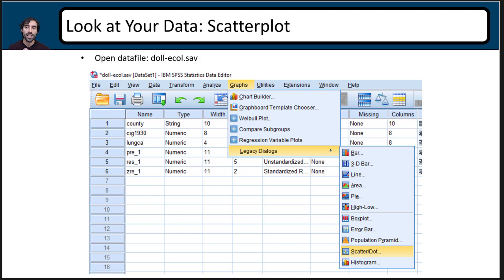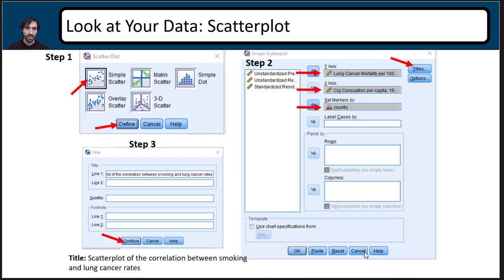Let's see what we actually get and what it looks like. So you're going to go to Graphs, Legacy Dialogs, and then down to Scatter/Dot. We're going to choose this Simple Scatter, and we're going to define. And then we are going to put in, for our Y, the lung cancer mortality. And then within the X, we are going to put the cigarette consumption. And then we would put the markers based on the country.